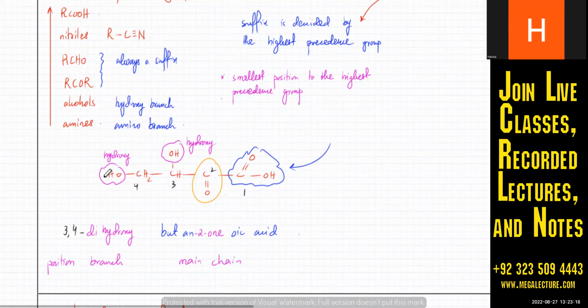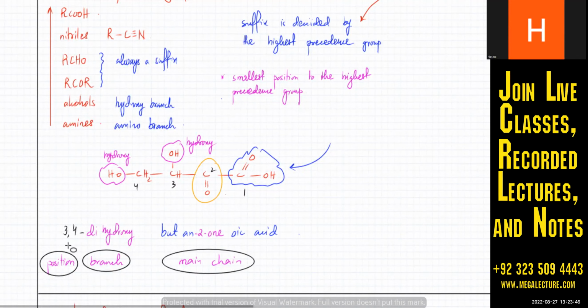The hydroxy becomes, the alcohols become branches. So you got 2 hydroxy branches. So that's dihydroxy. One is on the third one, the other one is on the fourth one. So it's 3,4-dihydroxy, right? Is that clear? Yes, sir. Sir, the hydroxy is not going to be part of the name. It's just going to be but-2-one-oic acid. Yeah, I mean that would be written as branches.